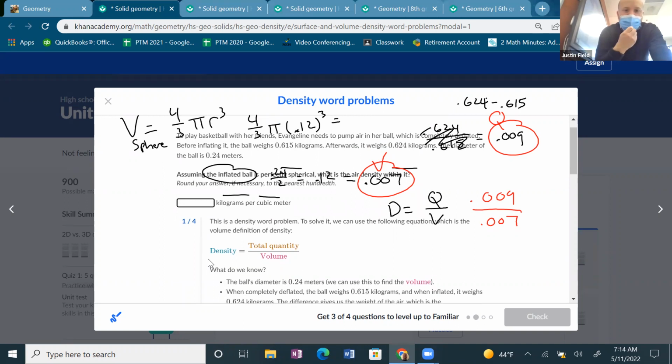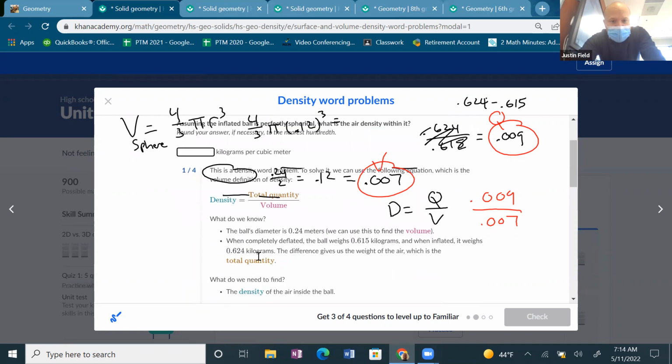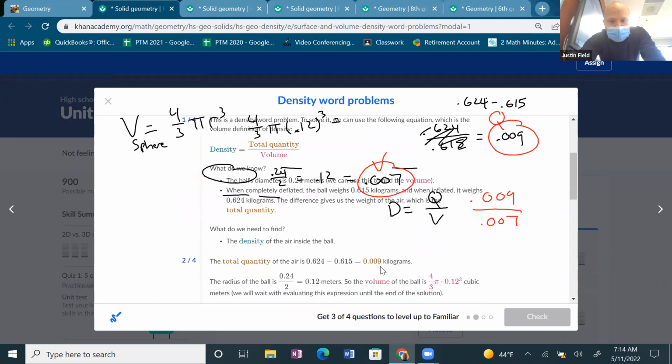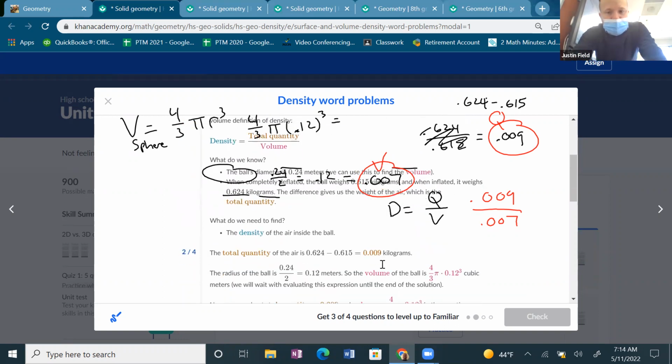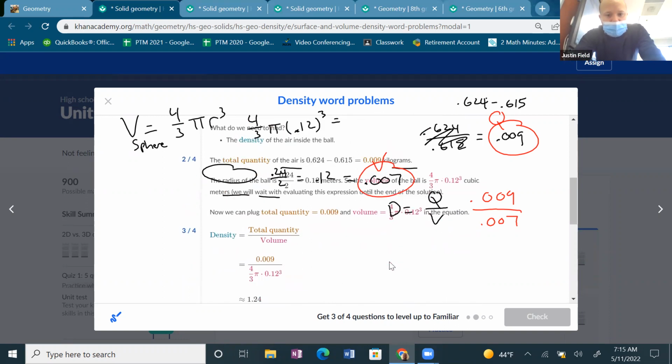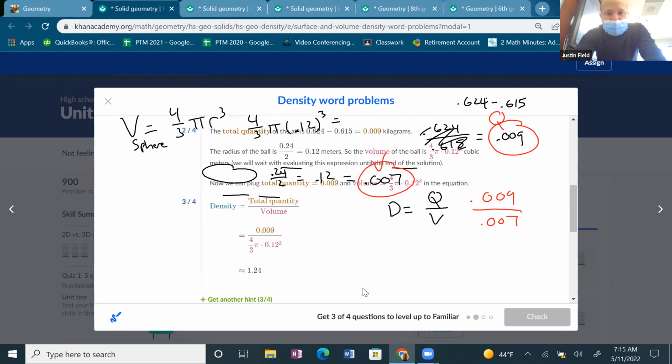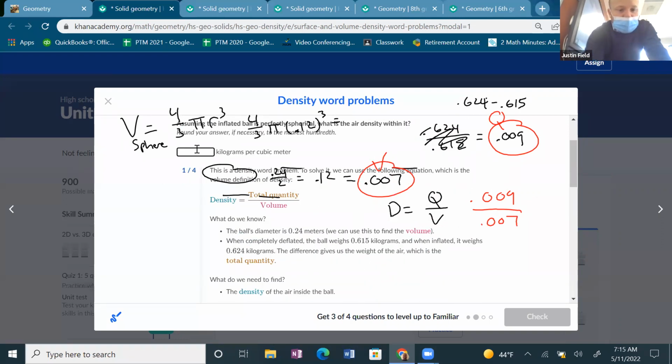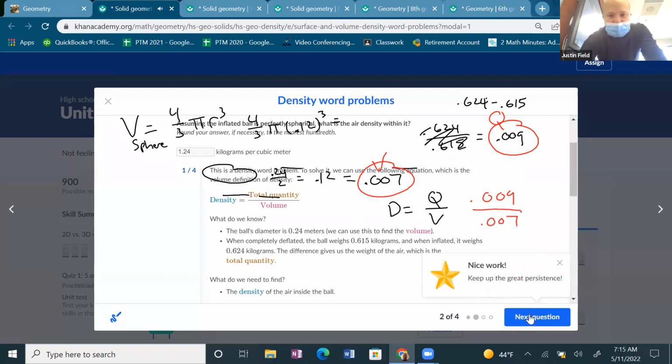All right, so let's just review the hints here. As you can see, Mr. Field doesn't calculate density all that often. That doesn't mean it's not important. So the density is total quantity divided by volume. And so we found the quantity by subtracting, and we also found the volume using our volume formula, and then we just divide. The answer, 1.24. Oh, it is. All right.